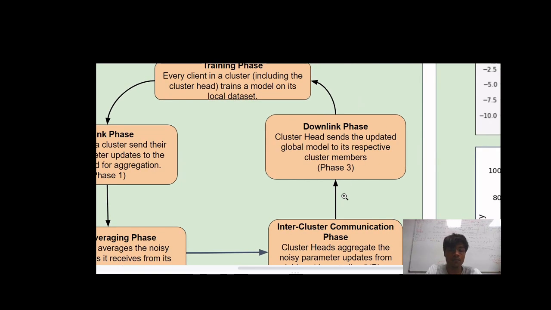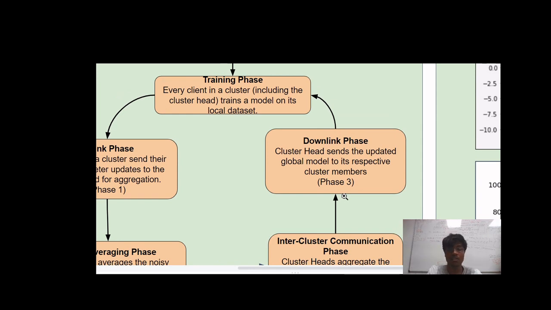Now that every cluster head has information of the rest of the cluster heads, the downlink phase commences, where now the cluster head will send the aggregated global model back to the respective clients within the cluster. So this is our entire iterative training process. This will repeat until the global model converges.